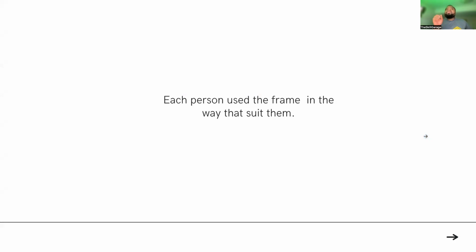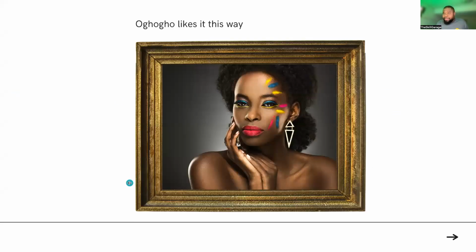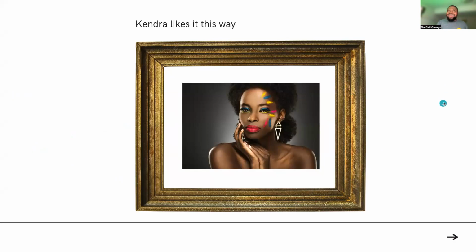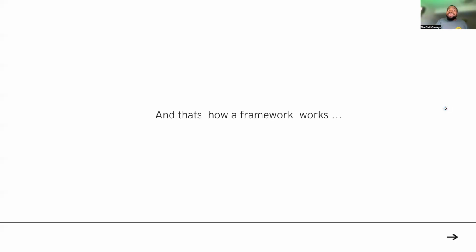You can see that each person used the frame in the way that it suited them. How many of you noticed that? Each person decided to use the frame. The frame was available to them, but they decided to use it the way that fits their own particular objective. Now you're getting the point. They decided, and that is how a framework works.